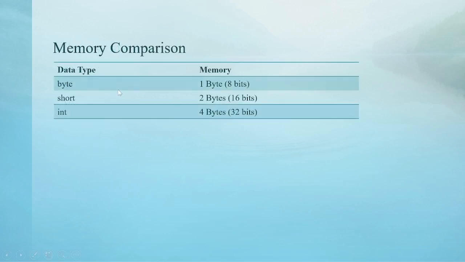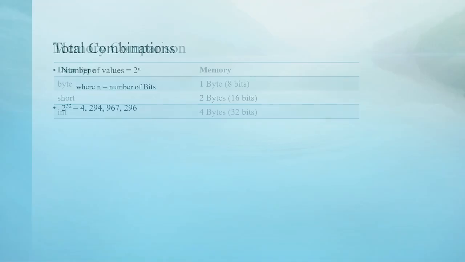So comparing byte, short, and int. Byte occupies 1 byte of memory, short occupies 2 bytes of memory, and int occupies 4 bytes of memory to store the value. And 4 bytes is 32 bits. As the number of bits increases, the number of values that can be represented also increases.